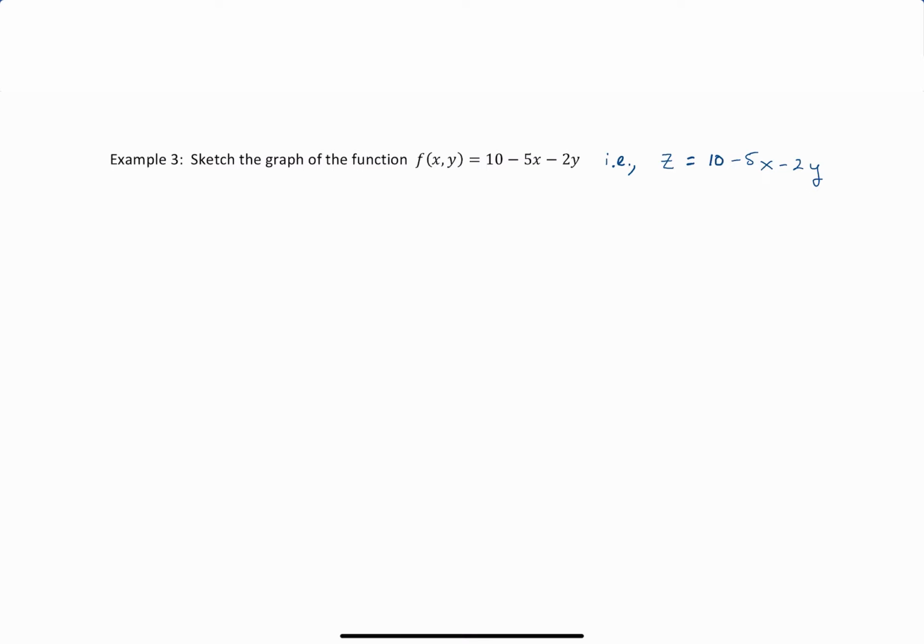Now, there's something kind of special about this function, and that is that this is a linear function. So it's analogous to a function of one variable where you have f equals mx plus b. So constant times x plus a constant. And the graph is a line, which is why we call the function linear.